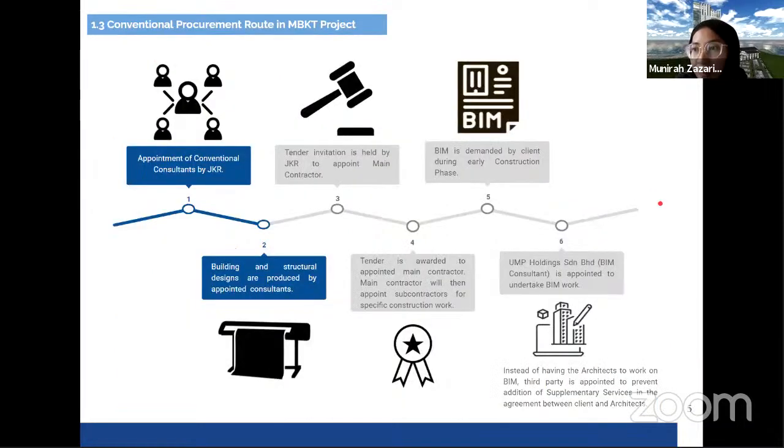Next. So this project applies a traditional procurement method whereby conventional consultants are appointed by JKR. In this project, the implementation of BIM actually came later on when construction had already begun as the client saw the advantages of BIM, so they requested it to be applied. Hence, a third party is appointed as BIM consultant, which is UMP Holdings, Sdn Bhd. Next.